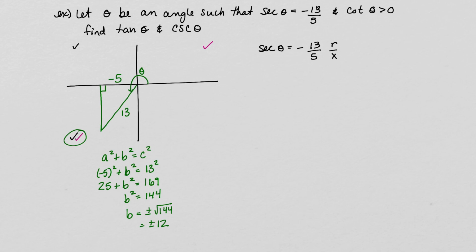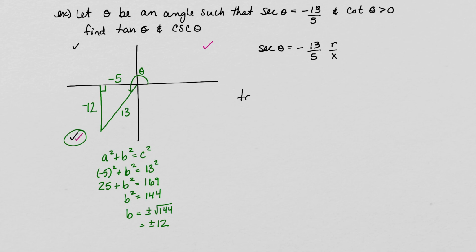Okay, so we're going to determine if it should be a positive 12 or a negative 12 by looking at where this is. So we're going down here. So should it be a positive 12 or a negative 12? Yeah, negative. So this side here is negative 12. So now I have all my sides, right? I have negative 5, negative 12, I have the 13. So all I have to do now is figure out the problems they were looking for.